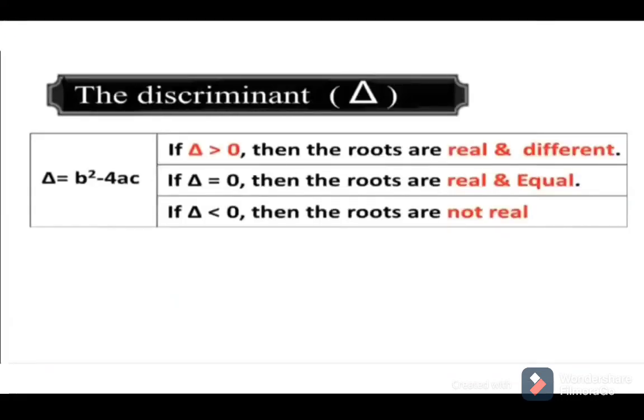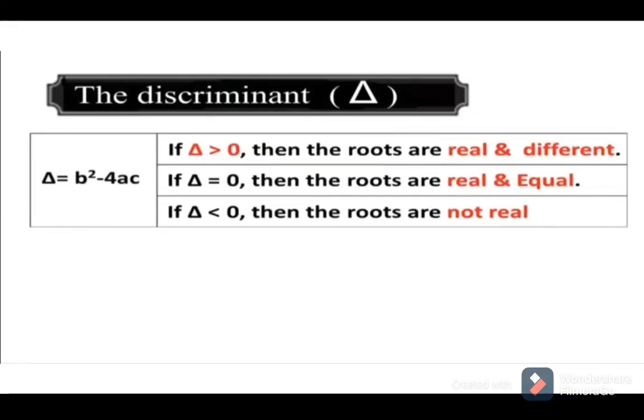Now let's see what the meaning of discriminant, or you can say delta, is. How can you find the value of the discriminant? That is, delta = b² - 4ac. Now there are a total of 3 conditions with the help of which you can find out the nature of the roots. So let's see these 3 conditions.